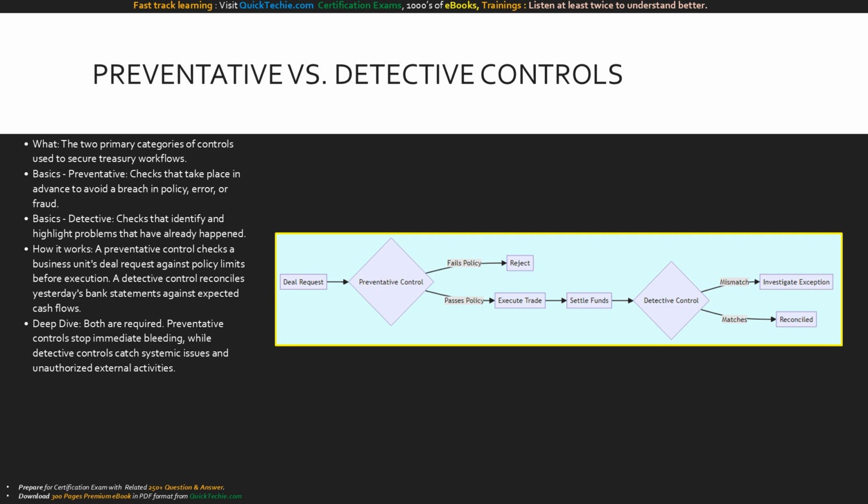For our deep dive, remember that world-class treasuries mandate both. Preventative controls act as your locked doors, while detective controls act as your security cameras, ensuring nothing slipped through.